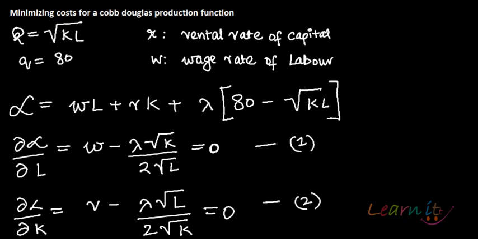Suppose we have a Cobb-Douglas production function, which is Q equals root of KL. You're given R as the rental rate of capital and W as the wage rate of labor. You set up a Lagrangian and try to minimize this cost, which is WL plus RK, subject to this constraint: 80 minus root KL. 80 is that you want to produce Q equals 80.